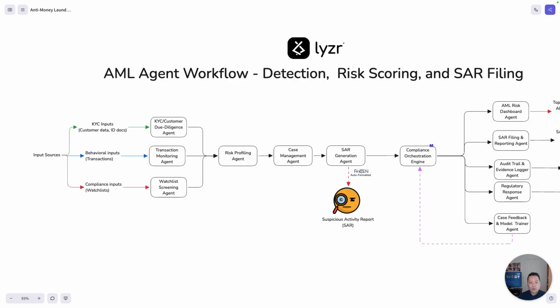Today I'd like to walk you through our anti-money laundering agent workflow that automatically detects, risk scores transactions, and files suspicious activity reports automatically. This workflow is flexible in that it can accept a number of different types of inputs. There are know your customer inputs, including customer data and ID documents, behavioral inputs from transactions, and compliance inputs from watchlists that need to be checked.